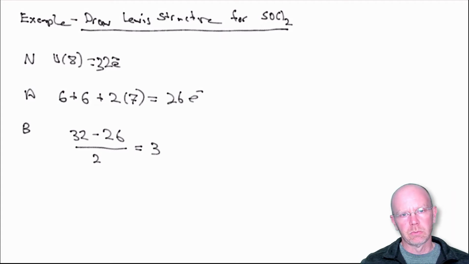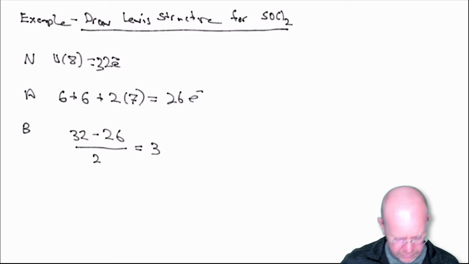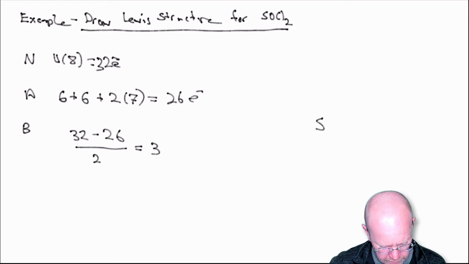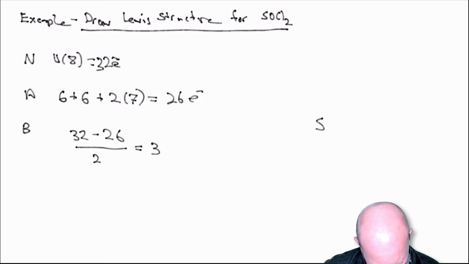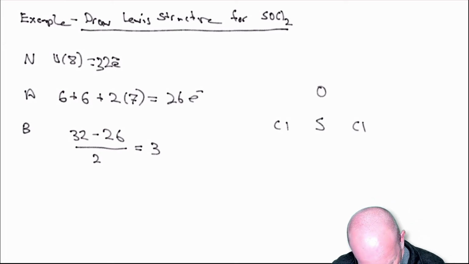So now what we're going to do is arrange the atoms that are involved with the atom with the lowest electronegativity in the center. That would be sulfur. Sulfur has the lowest electronegativity. And then we're going to place the oxygen and the chlorines around it. The locations don't matter in a Lewis structure, and usually we put them at right angles. And then we know that we've got 3 bonds involved in this Lewis structure.